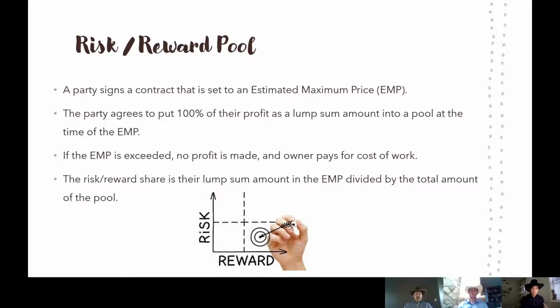The reward part, if the EMP is not exceeded, we get our lump sum in the EMP divided by the total amount of the pool. What that means, I'm going to give Blair that in a little bit, but please expect this risk and reward pool to be one of the biggest factors of IPD. So yeah, that's all I have to talk about. Thank you for listening to me, and I will pass it on to Jeff.